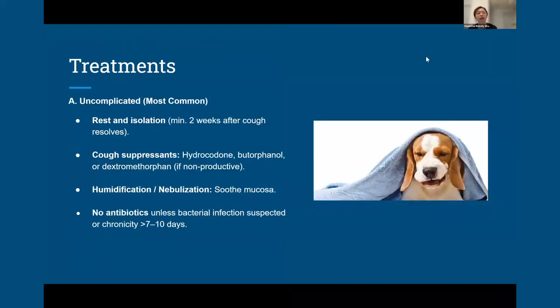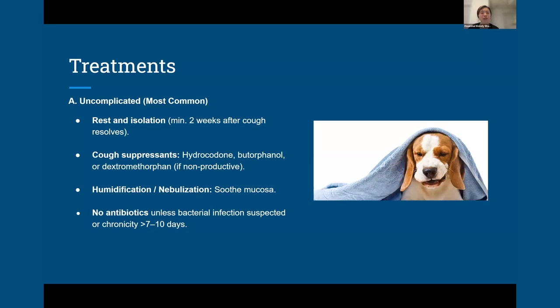Treatment. For more uncomplicated cases, usually resting in isolation will be great, and they should resolve in a week or two. If their coughing is really bad and really affecting their day-to-day activities, such as coughing so hard they don't want to eat, or coughing through the night so that it's affecting their rest and or the owner's rest, sometimes I'll send them home with some hydrocodone, butorphanol, and Lomotil to help them feel a little bit better. And then humidification and nebulization can work.